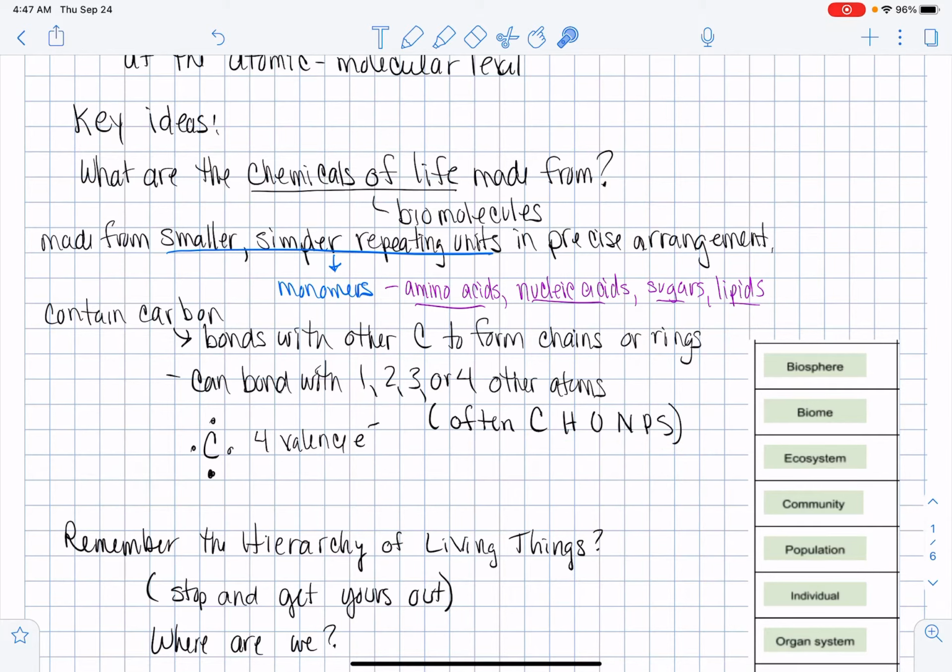Carbon, you will remember, has 4 valence electrons. It has 4 places that it can attach to something else, which lets it form many, many, many very unique compounds, which is why we have such a big diversity of life.